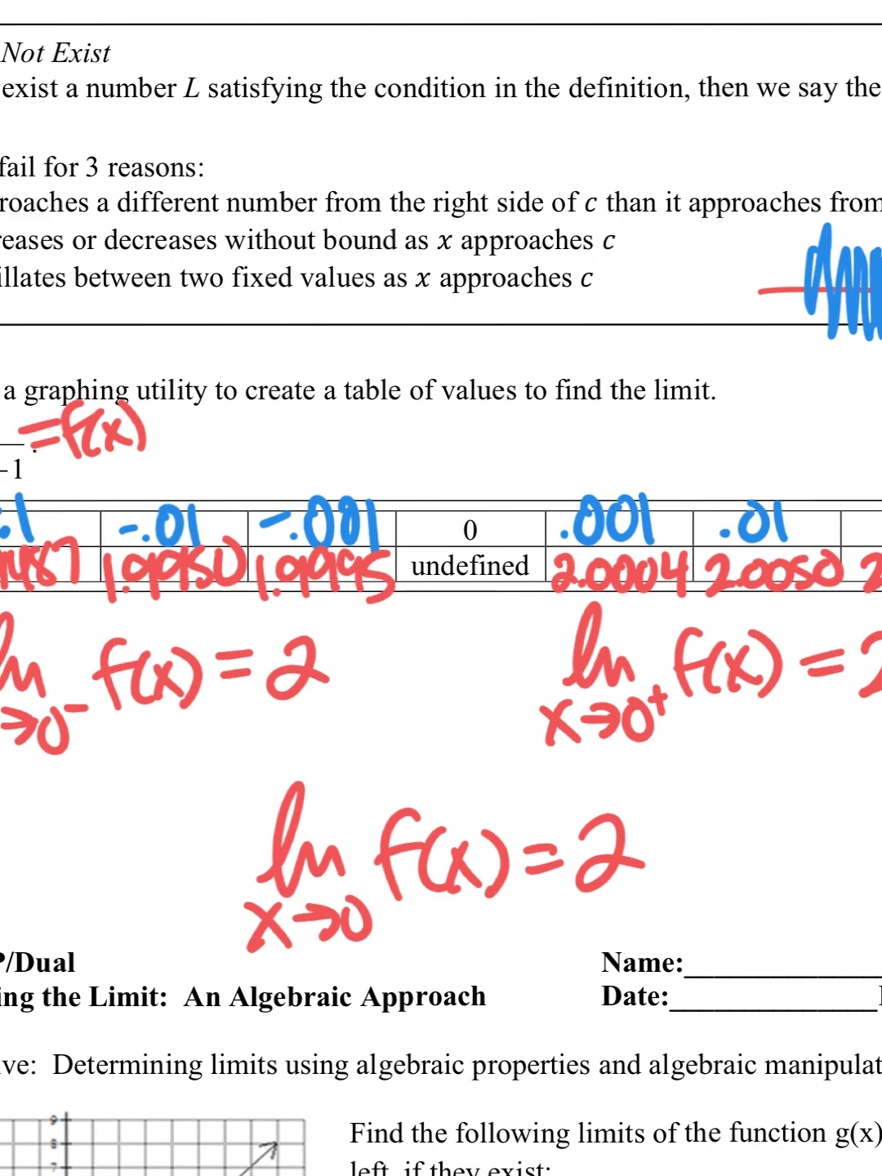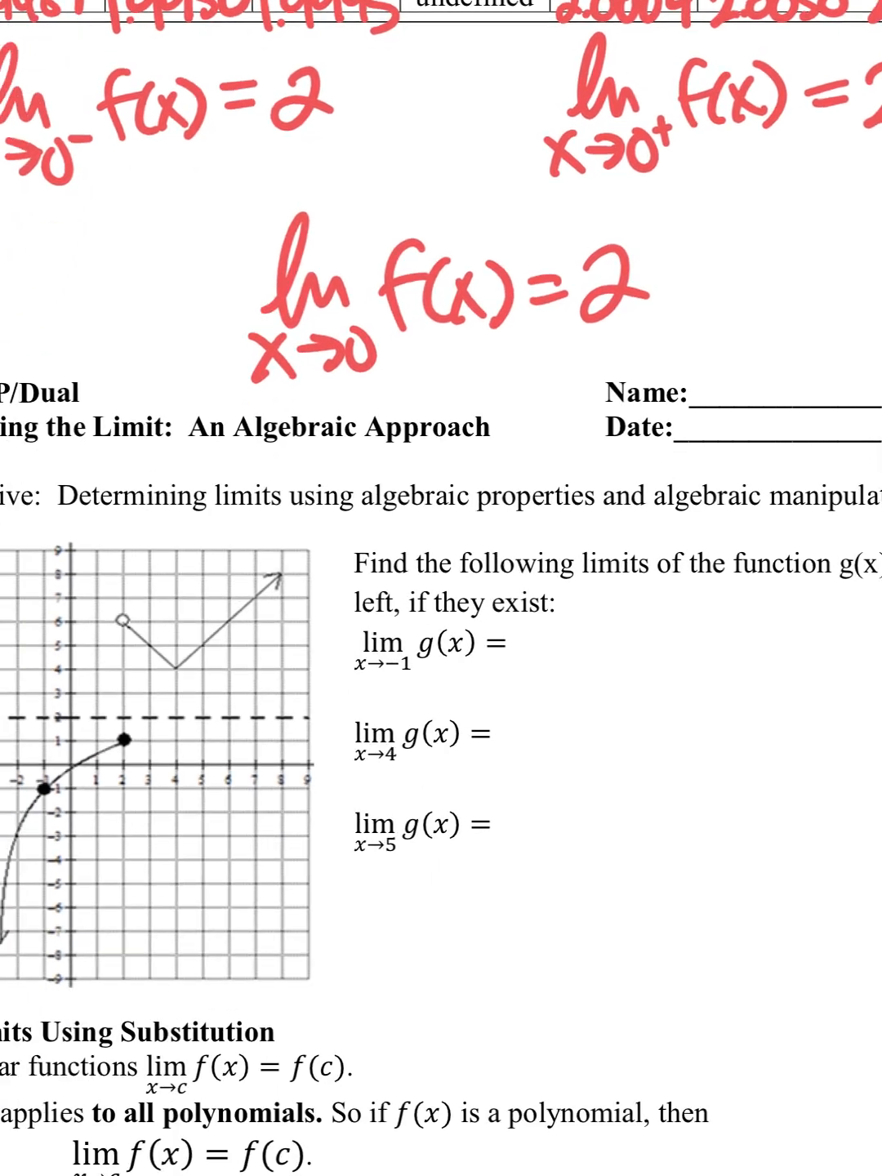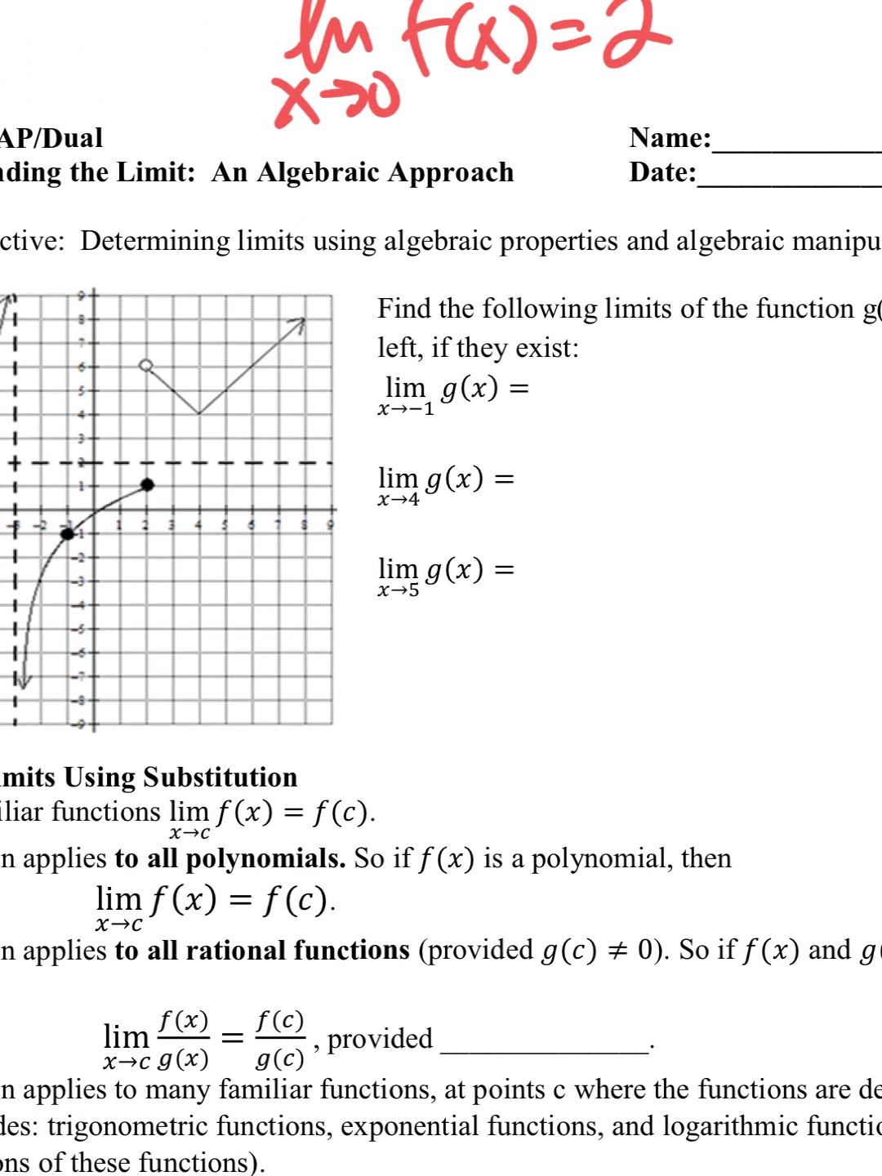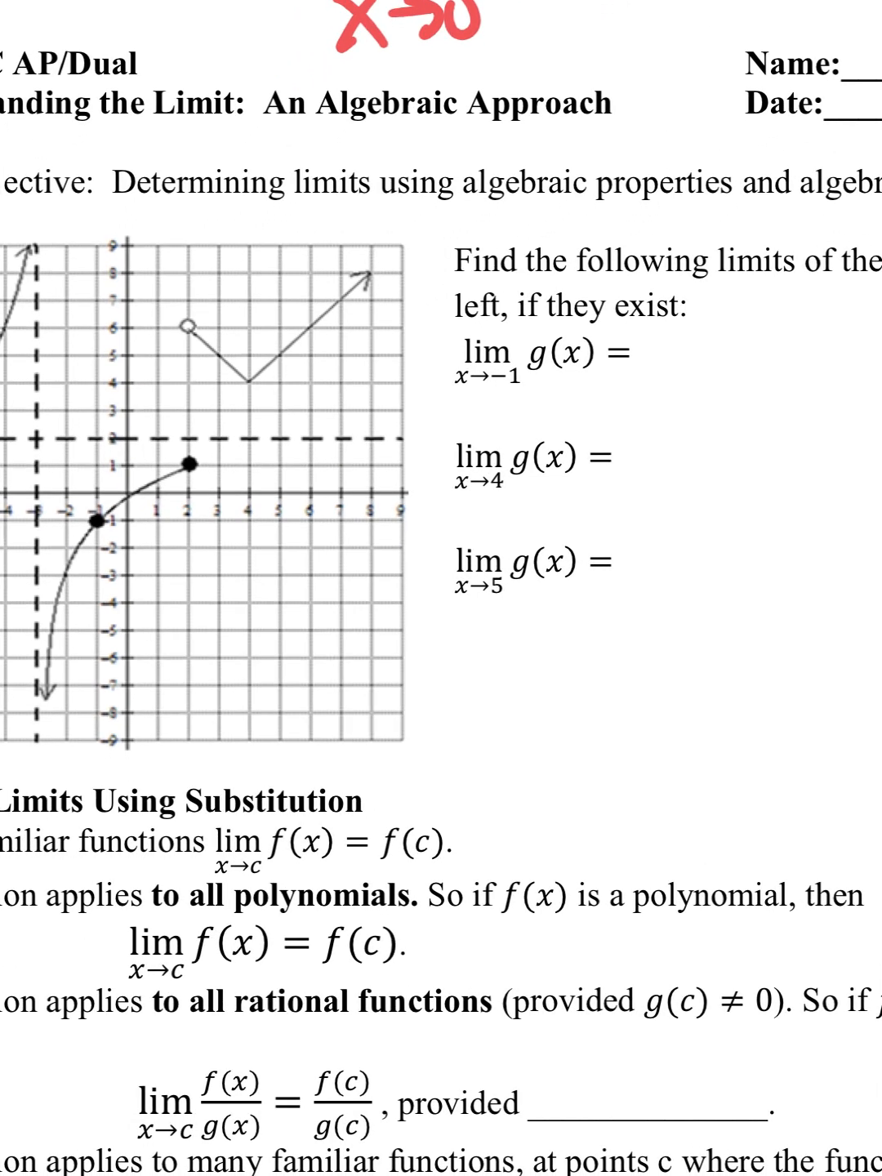So that's limits from tables and graphs. That's what your homework is over tonight. But we're going to start section 1.2. To do that, I would like you to go ahead and try these limits on this graph here. And I'm going to add one more to this list.